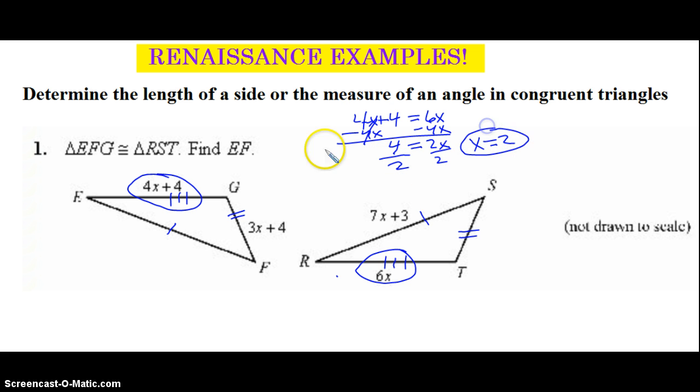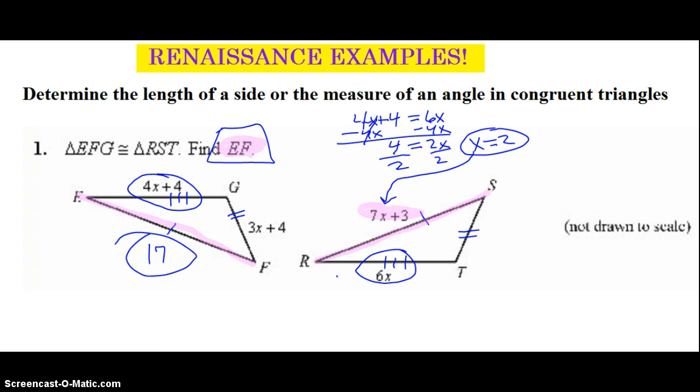Then I have to pay attention to what they want me to find. If I'm supposed to find EF, that is right here, but it doesn't have any information. But what does it match with? It matches with this one, and there is some information. So I can plug my x in there. 7 times 2 would be 14, plus 3 would be 17. So this also equals 17, and there's your answer.